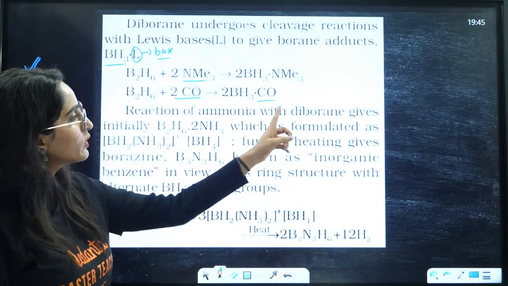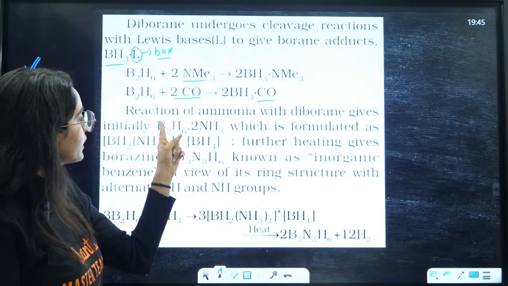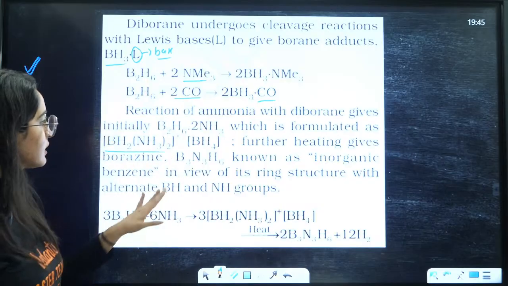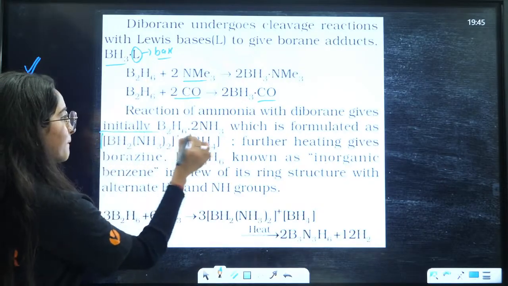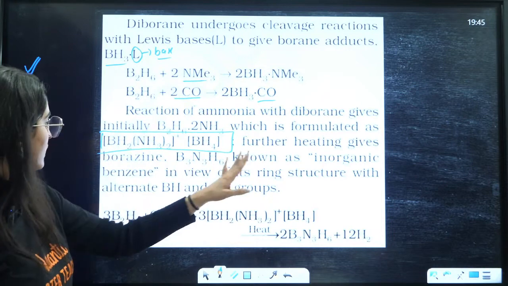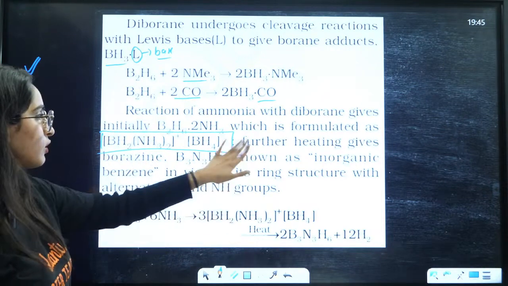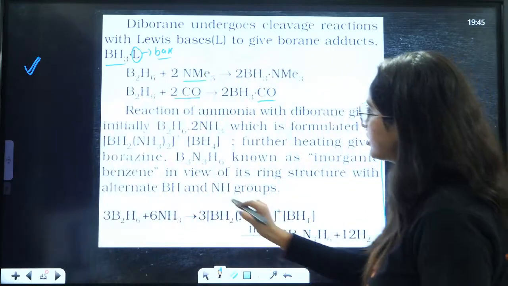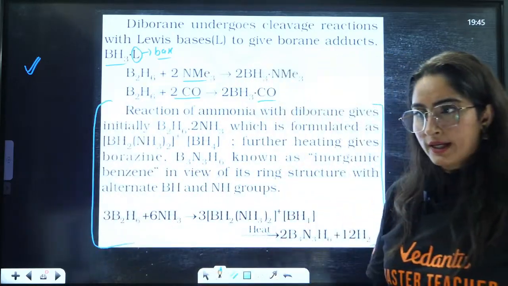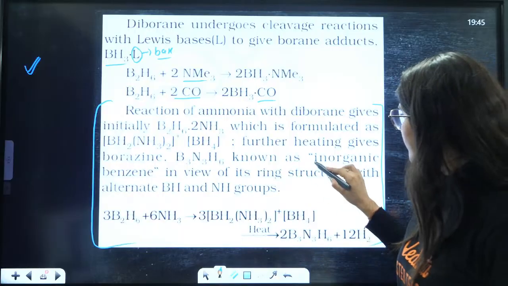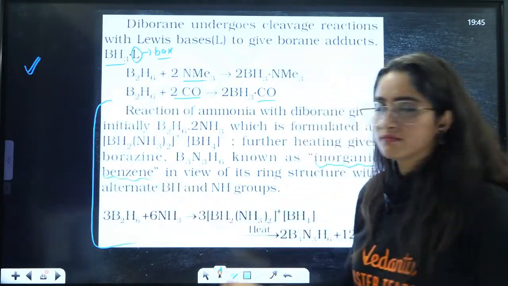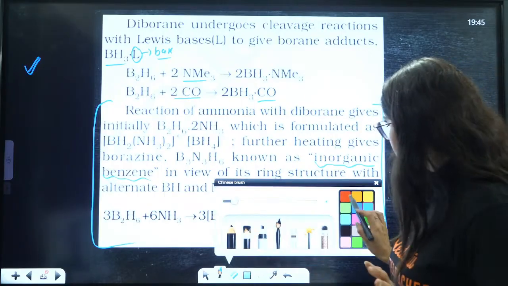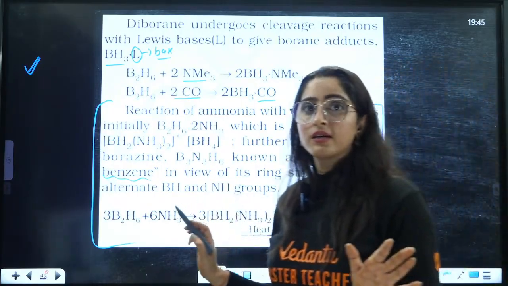The reaction of ammonia with diborane gives initially B2H6·2NH3, which is formulated as this thing, right? This is also important. Give borazine. Now this is important for you, right? This whole reaction is important. Why? Reason is we have formation of inorganic benzene. That's what I am telling you. You don't have to cram all the reactions, right? Some of the reactions may be asked, right? You never know.